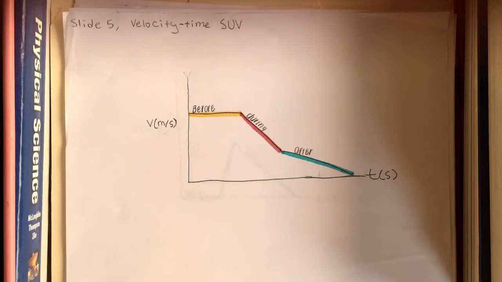Slide 5. Creating the velocity time graph for the SUV before the collision, the SUV was moving at a constant speed. During the collision, the speed of the SUV slows down due to impact, and it continues slowing down after the collision until the SUV is no longer moving. The slant during the collision is larger because the impact was greater, but it starts to slow down afterwards.